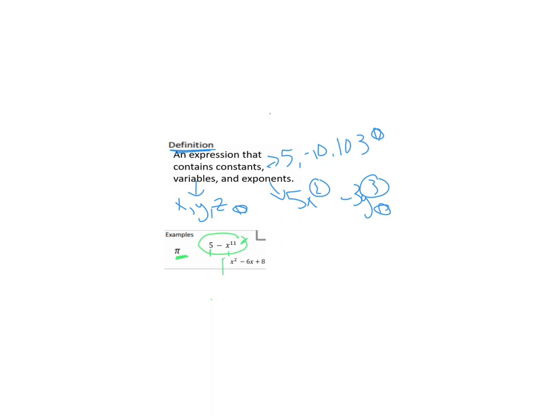Okay, or x squared minus 6x plus 8. That's an expression that has a constant. It has some variables because it has the variable x. It has some exponents. So this has an exponent of 2. This plain x would be like having an exponent of 1. So it's an expression that would contain all of those, or sometimes just some of those.